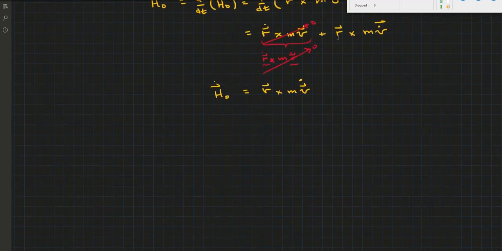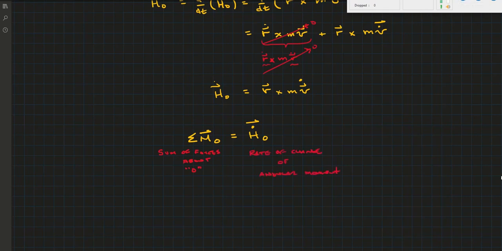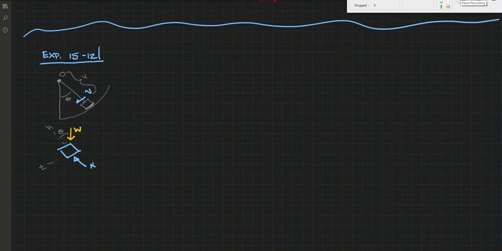So plugging H0 dot into the above equation, you essentially get the sum of moments of our forces about O equals H dot about O. So the sum of moments about O equals the rate of change of the angular momentum. This will be useful to us. So let's use this to finish the second part of example 15.12 and find the acceleration of the box.